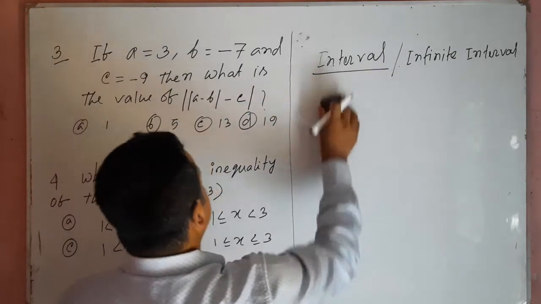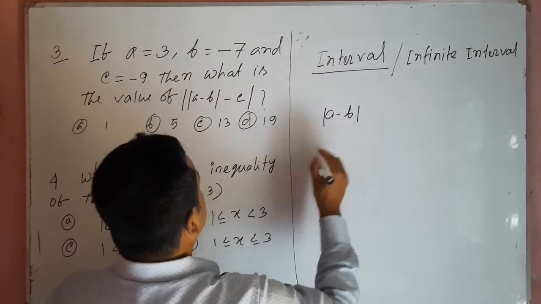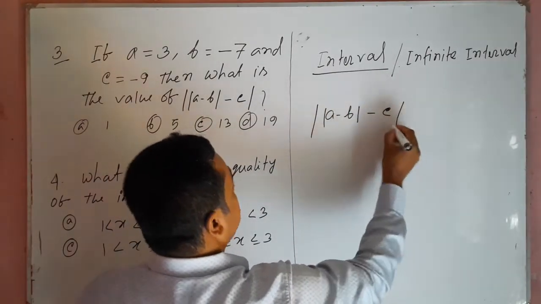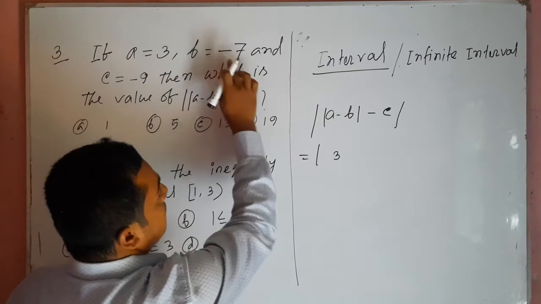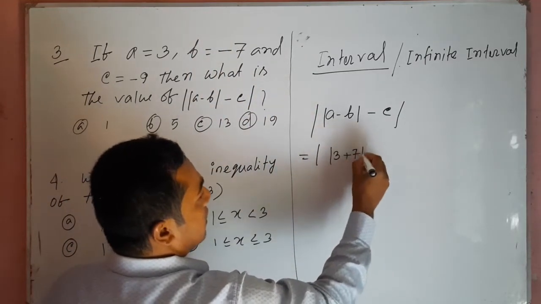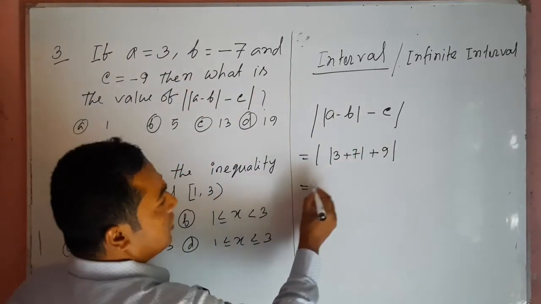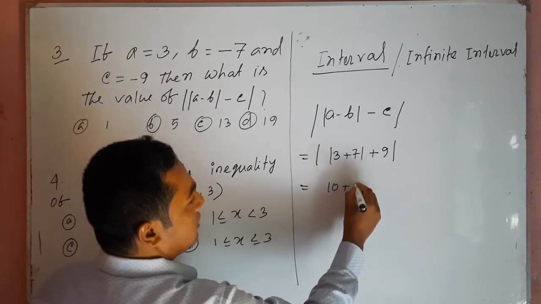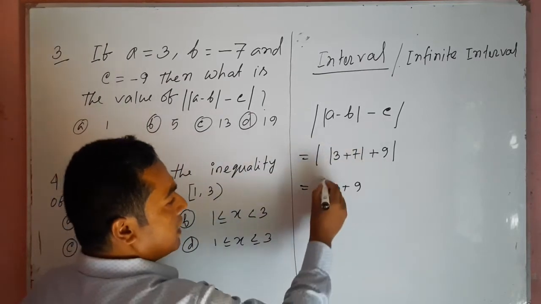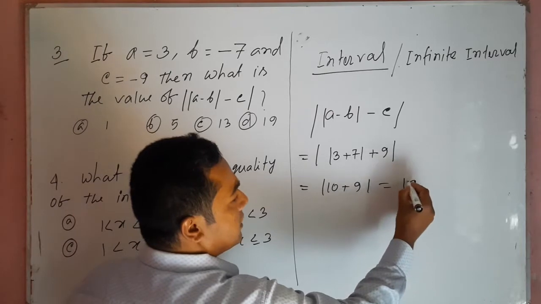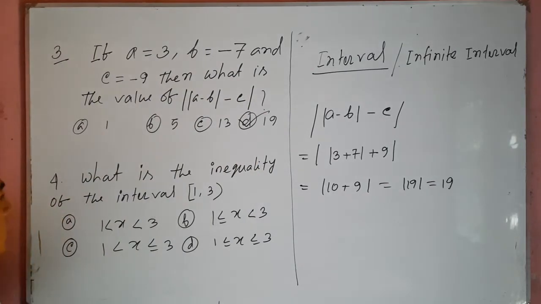Okay, and for this answer option, it is 3, A minus B and minus C. Here A is equal to 3, minus B will be plus 7, and minus C is equal to minus 9, it will be plus 9. So 10 plus 9, always positive. 3 plus 7 is 10. Absolute value of 10 is equal to 10 and plus 9. So absolute value 19 is equal to 19. Okay, our answer option is D.